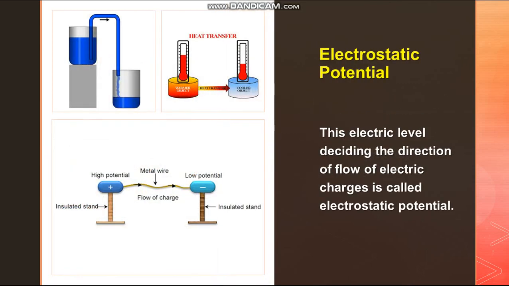Water or a liquid flows from a higher level to a lower level. Heat always flows from a body at higher temperature to a body at lower temperature. Similarly, there is a tendency of a positive charge to flow from a point of higher electric level to a point of lower electric level. This electric level deciding the direction of flow of electric charges is called electrostatic potential.